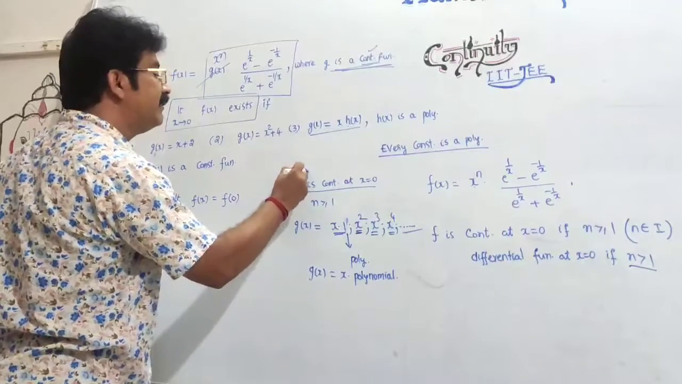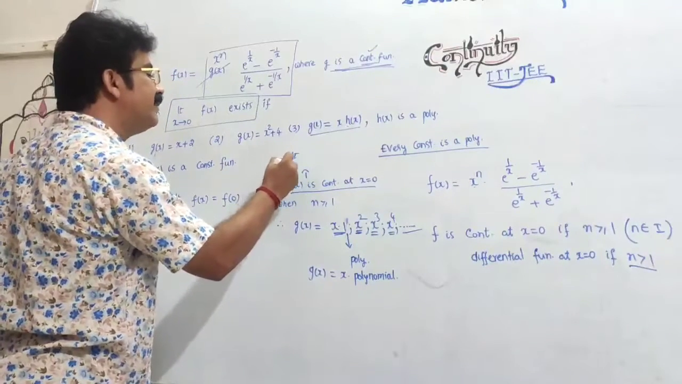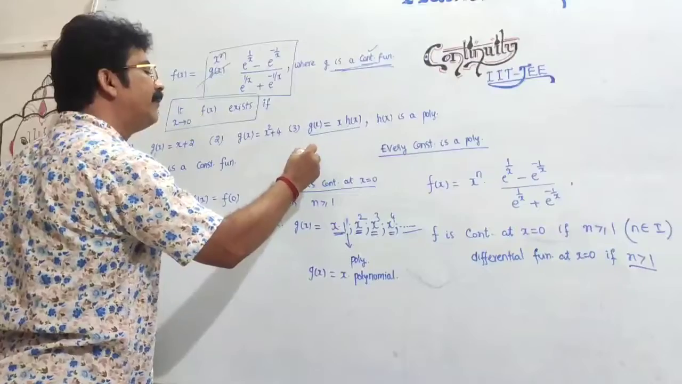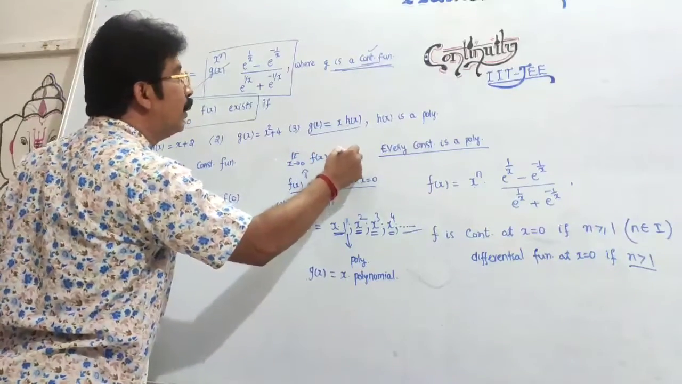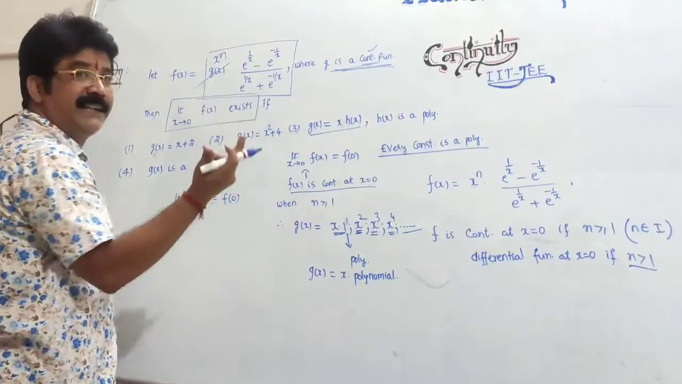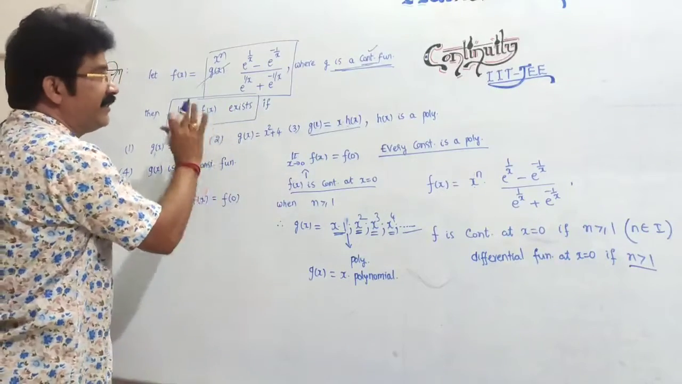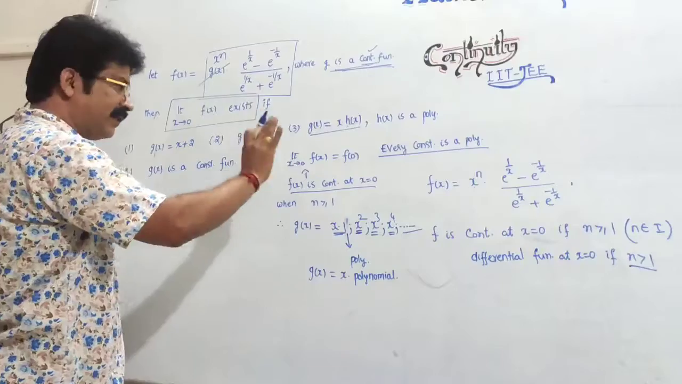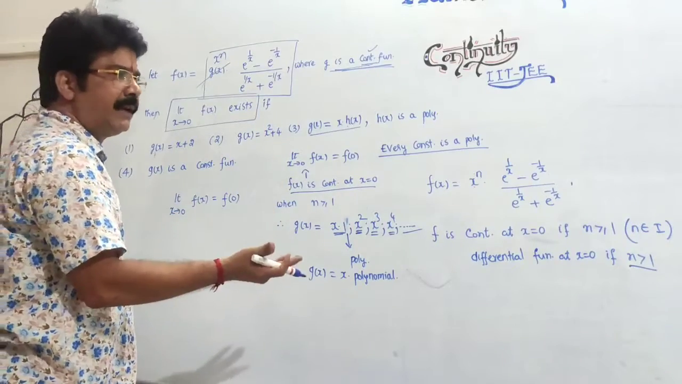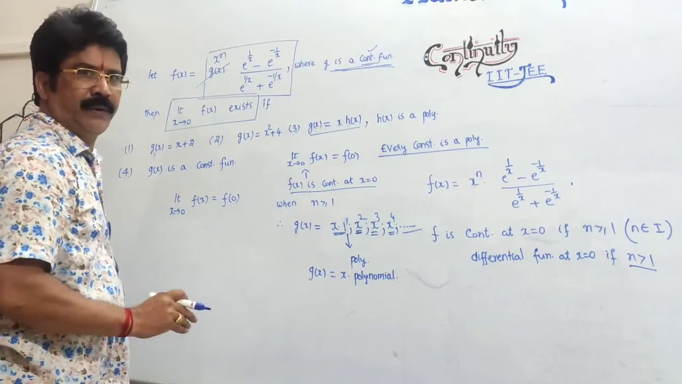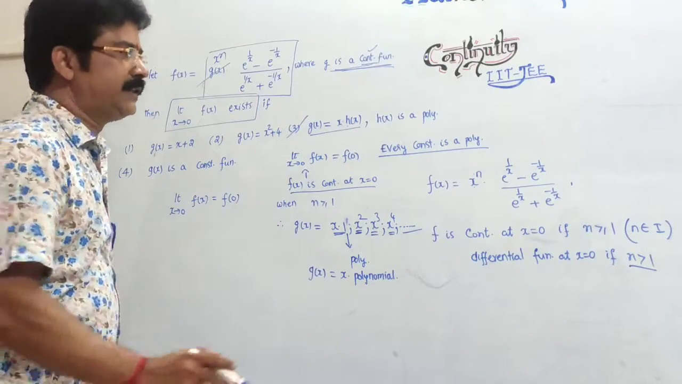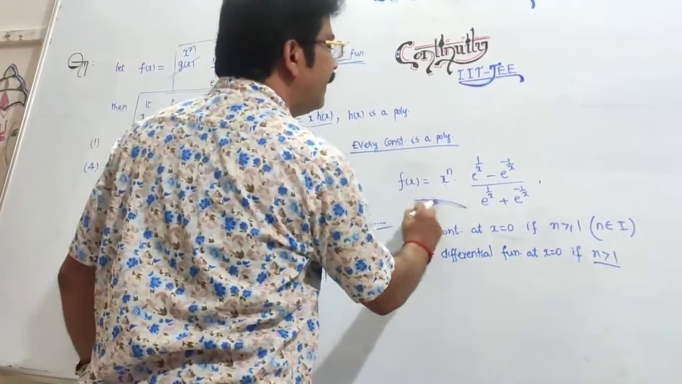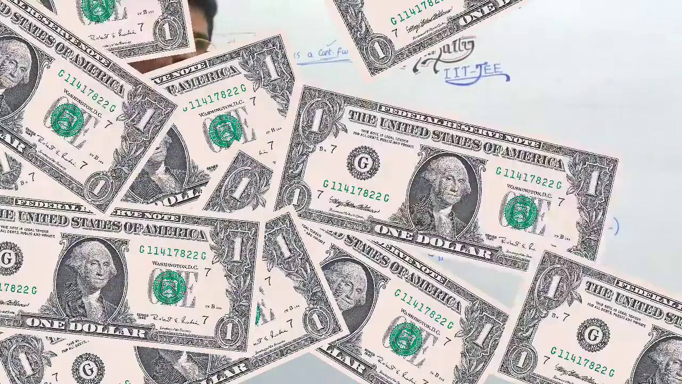Whenever it is continuous, then we can find the limit x tends to 0 of f of x. Of course, as f of 0. He didn't say anything, just said exist. Exist means some value is there. I am telling you that value is f of 0. Understand? Right. So therefore, the third option is right. This is a very important shortcut.